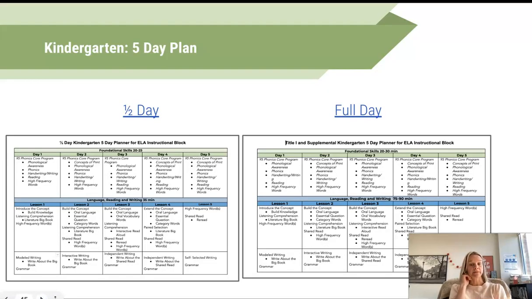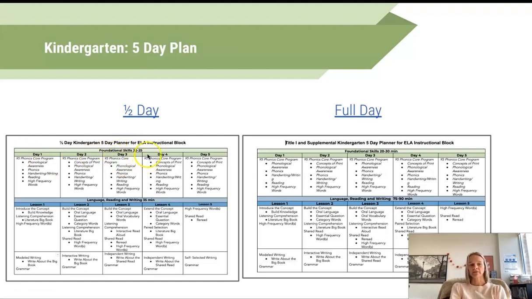Here is our 5-day plan. It is linked for half day and for full day. This is to give you a view of what the pattern is with your Phonics Core program. What's the pattern of my lessons for lessons 1 through 5? And this is what it provides for you.